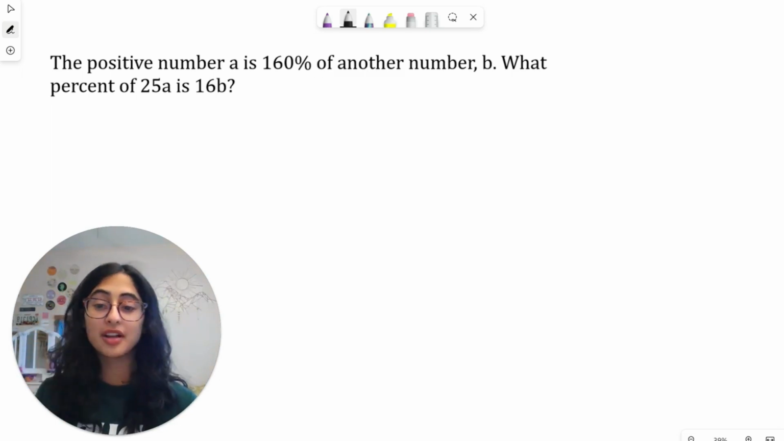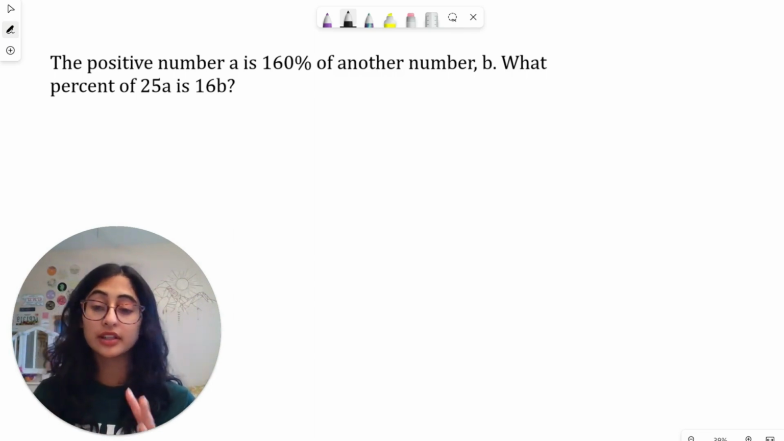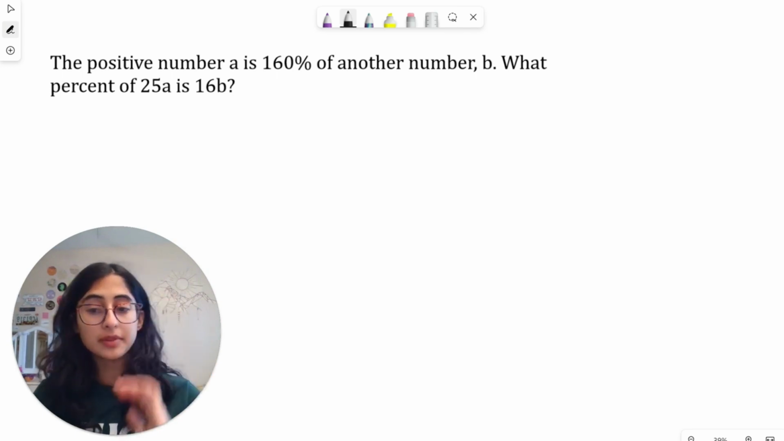Alright, so this question says the positive number a is 160% of another number b. What percent of 25a is 16b? So let's take a look at what they're telling us and try to convert it into math form, like we always do. The first sentence is: a is 160% of another number b.